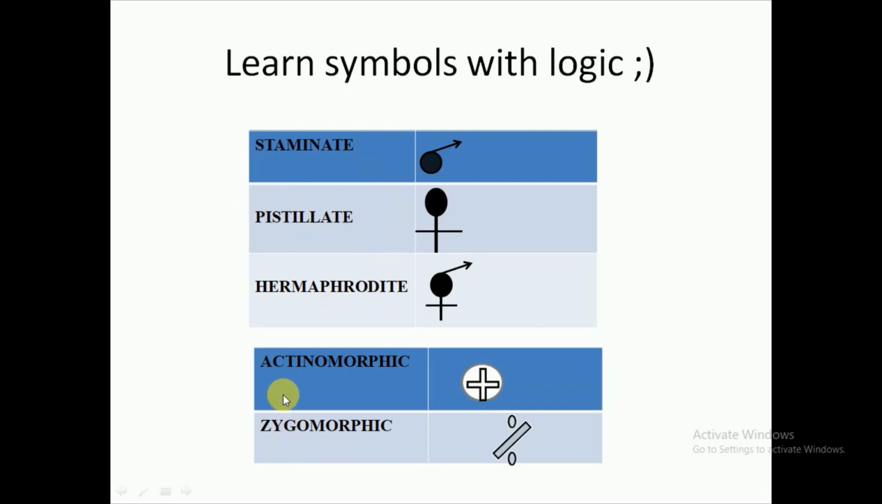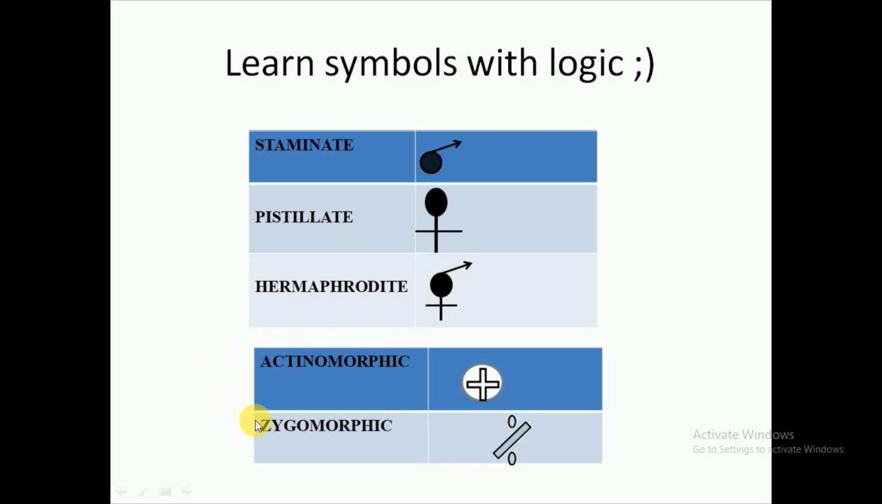Next we are talking about symmetry, starting with actinomorphic. Actinomorphic has an addition sign within a circle, and we can remember it by the initial letters: A is for addition, C is for circle. Next we have zygomorphic. Zygomorphic has the symbolic representation of a percentage sign, and we can remember this by drawing the Z symbol, where the first dash I made into a 0 and the last dash I made into a 0.